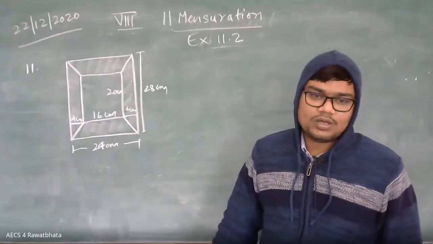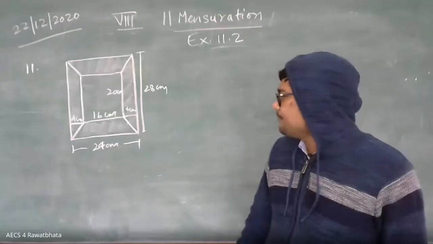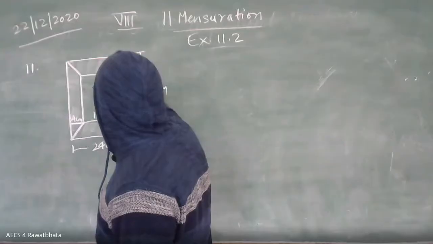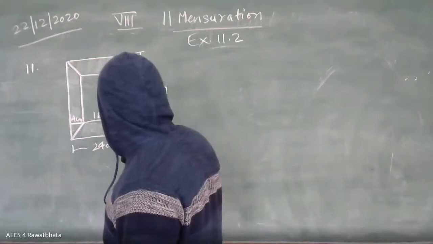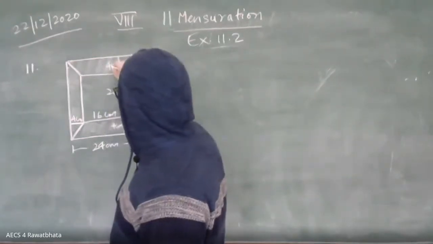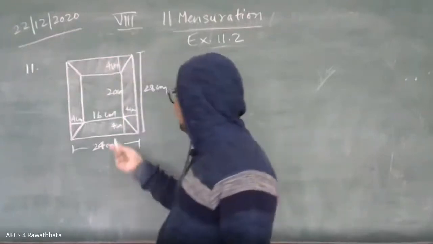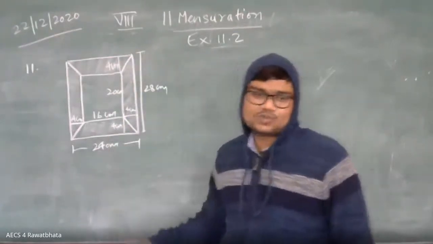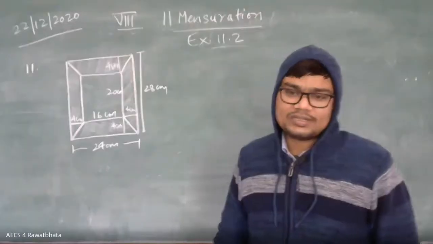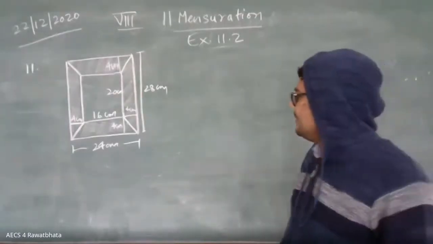Understood now? Yes, sir. Okay. Similarly here, this is 4 centimeter, and this is also 4 centimeter. So 20 centimeter plus 4 centimeter is 24 centimeter, plus 4 centimeter is 28 centimeter. So the width of all the trapeziums is equal.